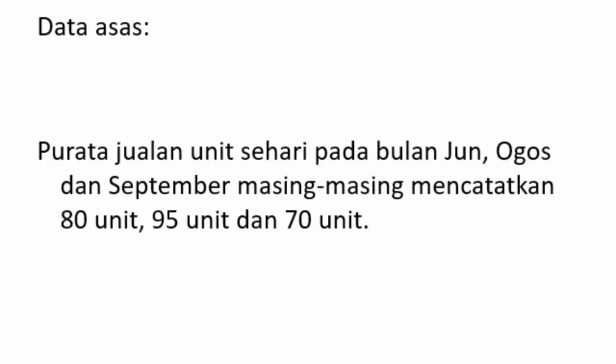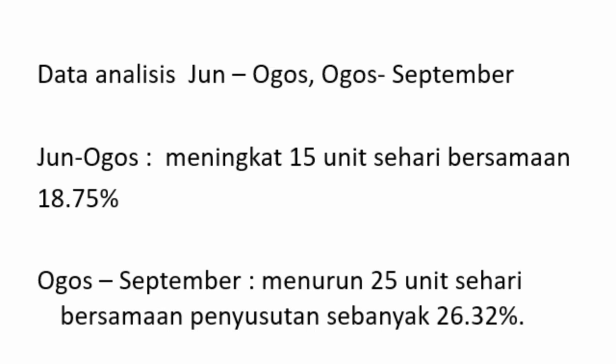So data asas awak, purata jualan unit sehari pada bulan Jun, Ogos dan September masing-masing mencatatkan 80 unit, 95 unit dan 70 unit. No need to mention bulan Julai. Okay, you only choose 3. Okay, data analisis dia panjang sikit sebab ada 3 bulan. Jun, Ogos awak kena huraikan dia punya perbezaan dan peratus perubahan. Ogos, September pun awak kena buat benda yang sama. So bulan Jun hingga Ogos dia meningkat 15 unit sehari bersamaan dengan 18.75%.